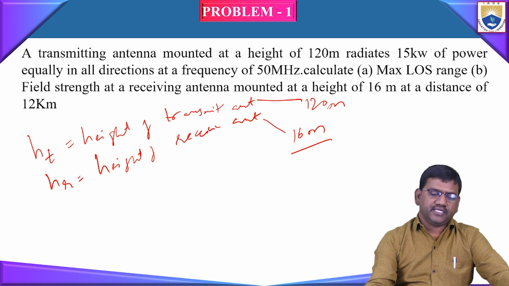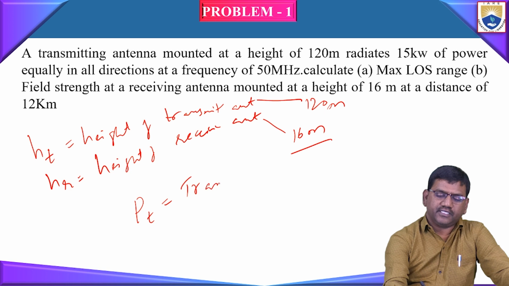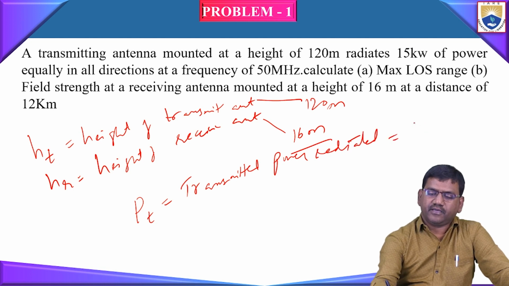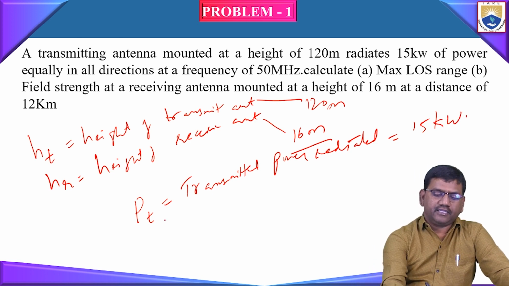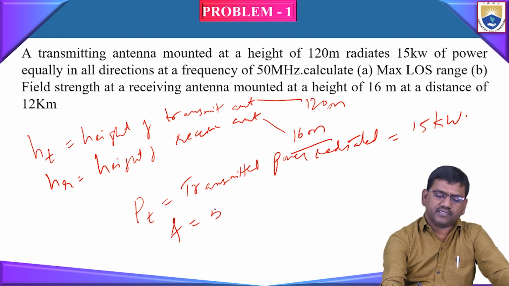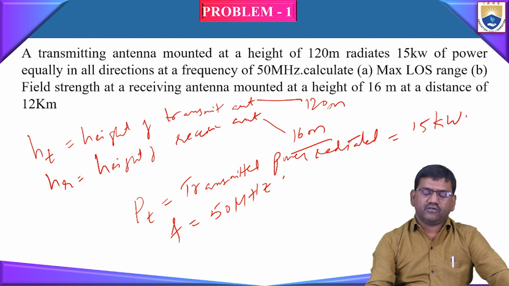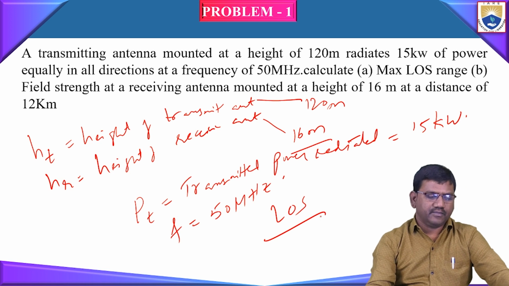The transmitting antenna is radiating 15 kilowatts of power. Let us assume the transmitted power radiated as PT, which is given as 15 kilowatts. The input signal frequency of the transmitting antenna is given as 50 megahertz. So this is the data given. Accordingly, we need to find the value of the LOS, that is the line of sight propagation.